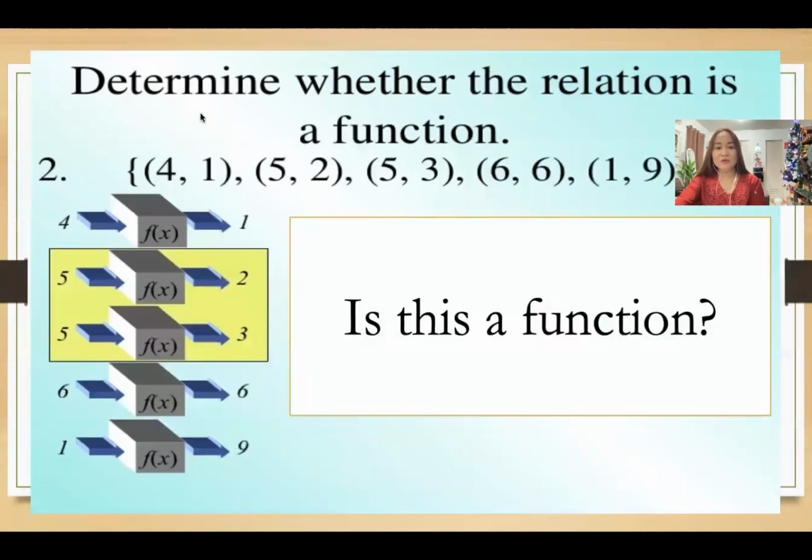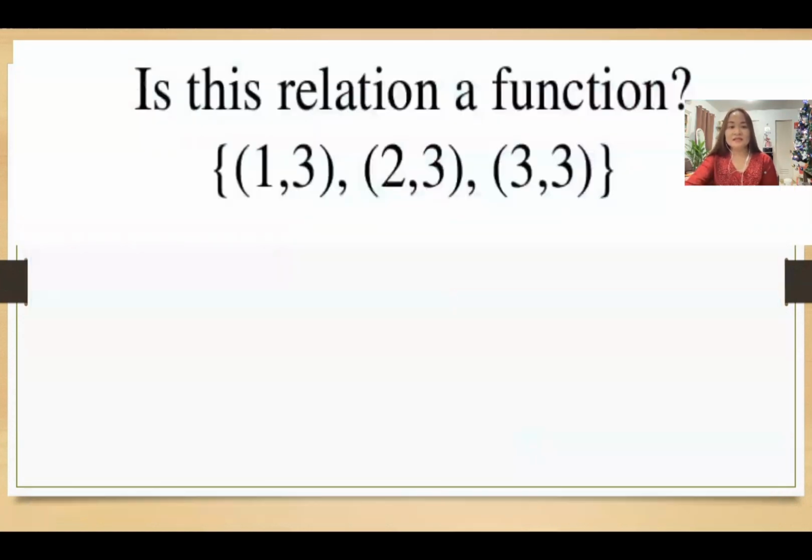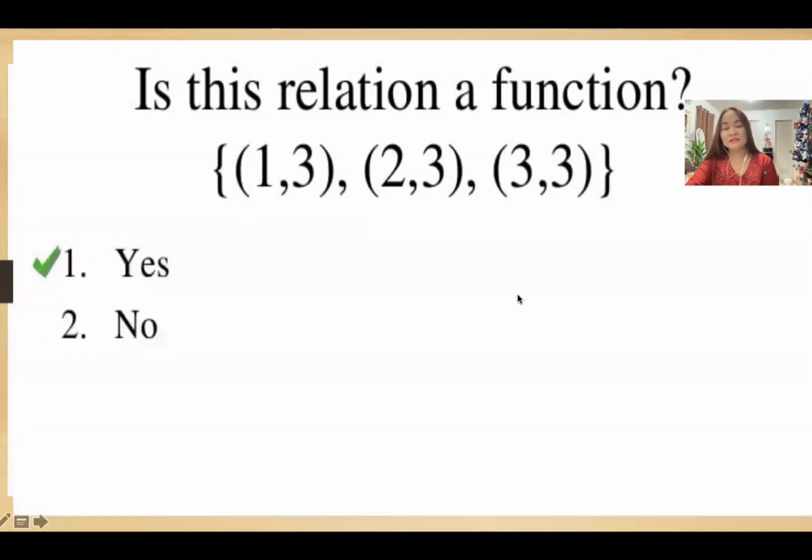Next, number 2. We have the ordered pairs (4, 1), (5, 2), (5, 3), (6, 6), and (1, 9). This is not a function. 5 is paired with 2 numbers, 2 and 3. So therefore, this is not a function. Next, is this relation a function? (1, 3), (2, 3), (3, 3). Many to 1. Your range here is only 3. So this is many to 1. So it is a function.